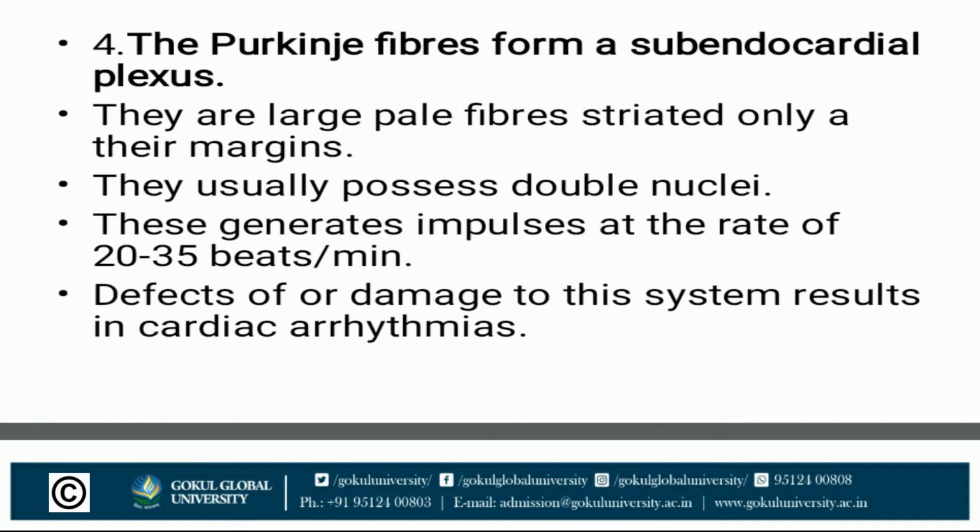The Purkinje fibers form a subendocardial plexus. They are large pale fibers, striated only at their margins. They usually possess double nuclei. They generate impulses at the rate of 20 to 35 beats per minute. Defect or damage to this system results in cardiac arrhythmia.